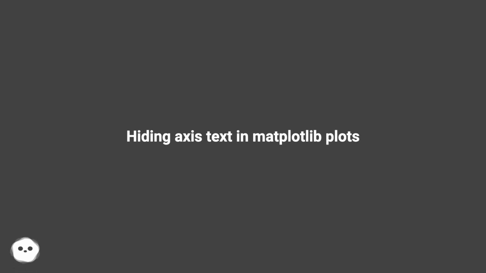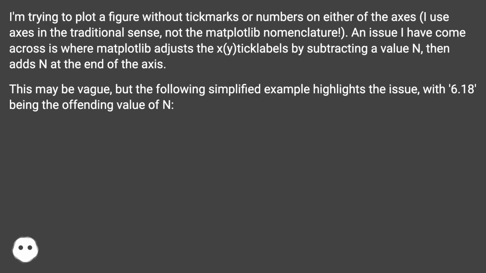Hiding axis text in Matplotlib plots. I'm trying to plot a figure without tick marks or numbers on either of the axes. I use axes in the traditional sense, not the Matplotlib nomenclature.